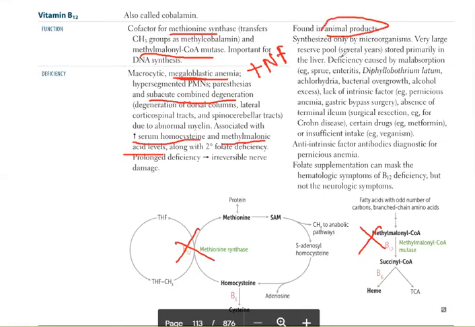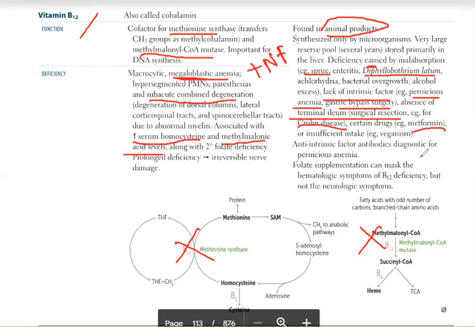Okay, then in deficiency causes, you need to remember sprue, you need to remember Diphyllobothrium latum, you need to remember lack of intrinsic factor causes pernicious anemia. Okay, and in gastric bypass surgery also you will see this B12 deficiency. Then you should remember surgical resection of terminal ileum, such as in Crohn's disease. You need to remember the metformin drug too. So these are your MCQ points.